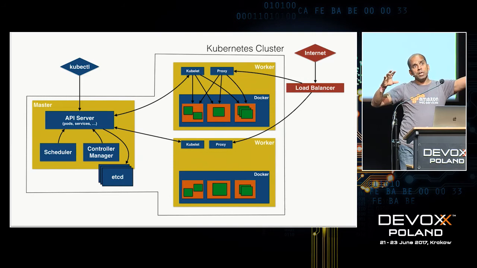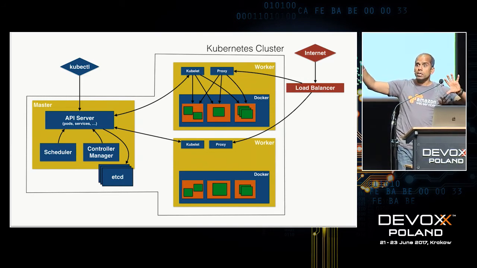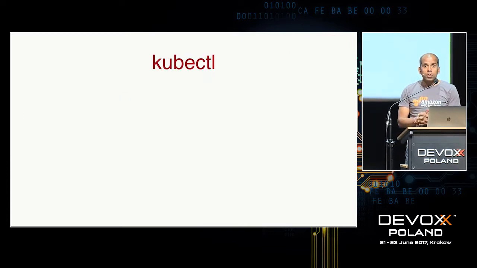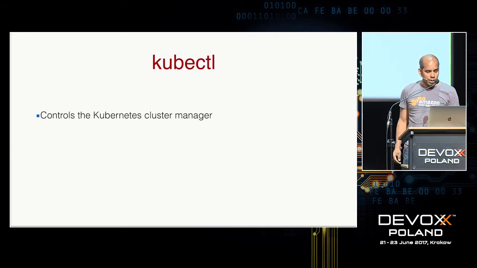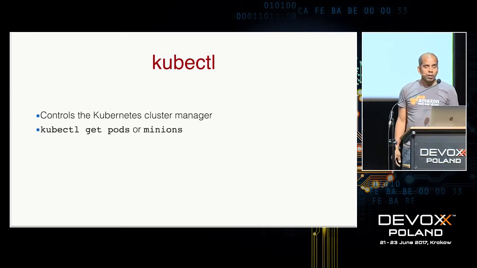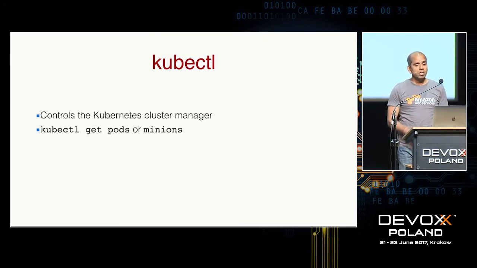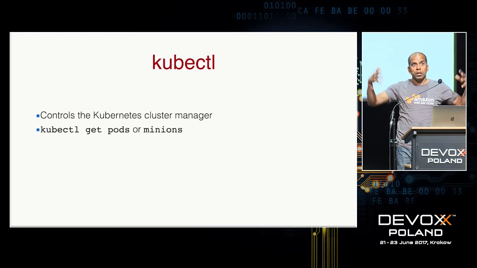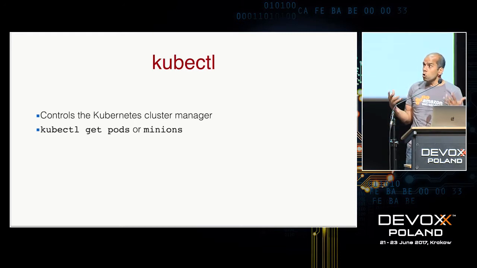On the top left is my client that is creating these resources. And on the right is where my client is actually accessing the application. Okay? So kubectl, as I said, is my entry point here, which controls my Kubernetes cluster manager. Once my cluster is created, I can say kubectl get pods, which shows how many pods are running, or I can say get nodes.